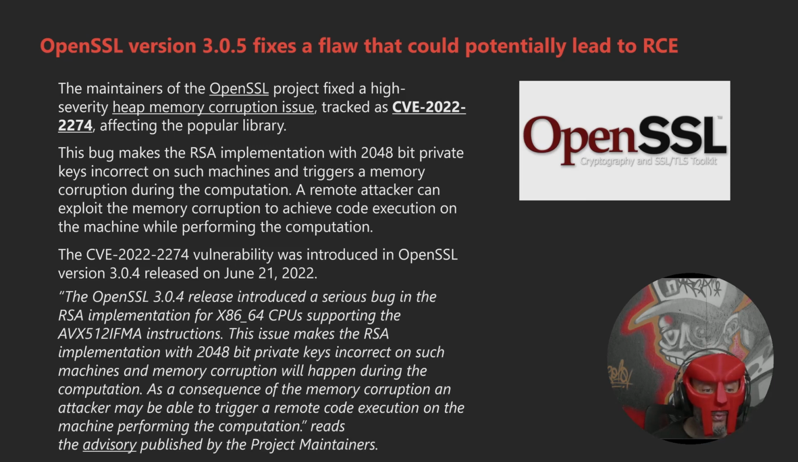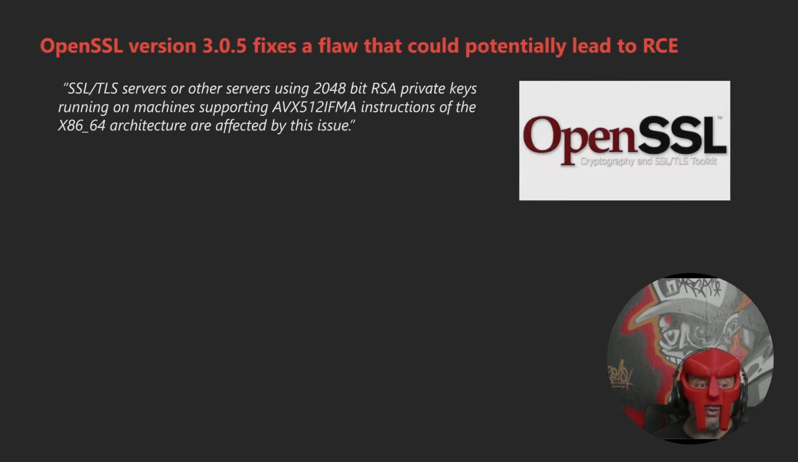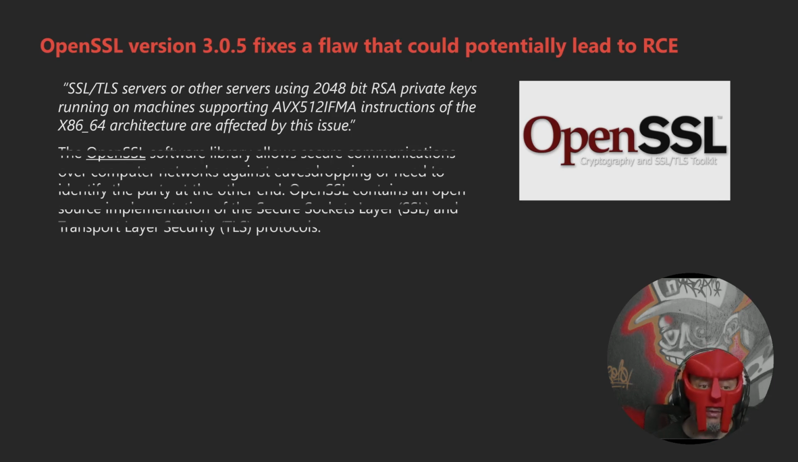"The OpenSSL 3.0.4 release introduced a serious bug in the RSA implementation for x86-64 CPUs supporting the AVX512 IFMA instructions. This issue makes the RSA implementation with 2048-bit private keys incorrect on such machines, and memory corruption will happen during the computation. As a consequence of the memory corruption, an attacker may be able to trigger a remote code execution on the machine performing the computation," reads the advisory published by the project maintainers. "SSL/TLS servers or other servers using 2048-bit RSA private keys running on machines supporting AVX512 IFMA instructions of the x86-64 architecture are affected by this issue."